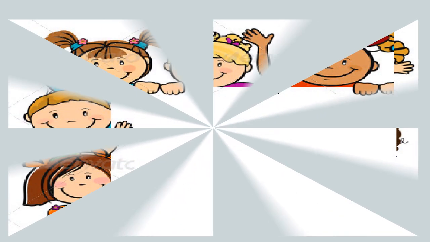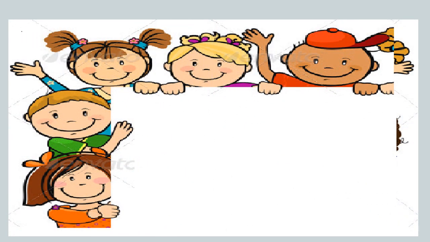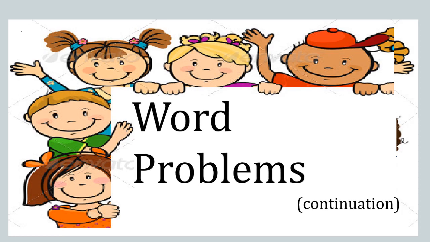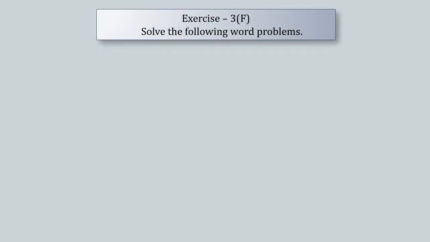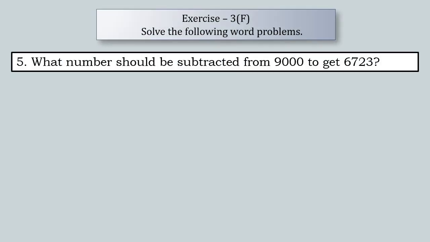My dear children, till now we have done 4 word problems. Let's continue with the 5th word problem. Let's read the 5th word problem carefully from exercise 3F. What number should be subtracted from 9000 to get 6723?